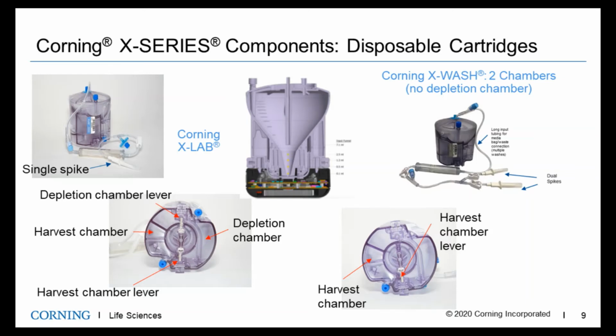The cartridge design is the primary differentiating factor between the XLab and XWash systems, with the main differences being application-specific designs in the tubing accessory for loading and sampling, and the number of chambers, with the XLab having 3 chambers and the XWash having 2.